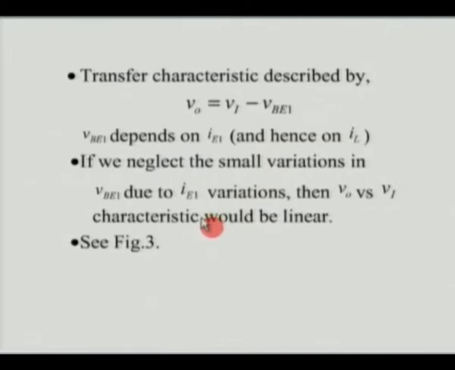Now if we can neglect the small variation in VBE1 due to IE1 variations, and we know that, being an exponential characteristic, for a very small change in VBE1 you would get large current variations, so if you assume that these variations in VBE1 are small, then from this equation we see that the Vout versus Vin characteristic is linear.